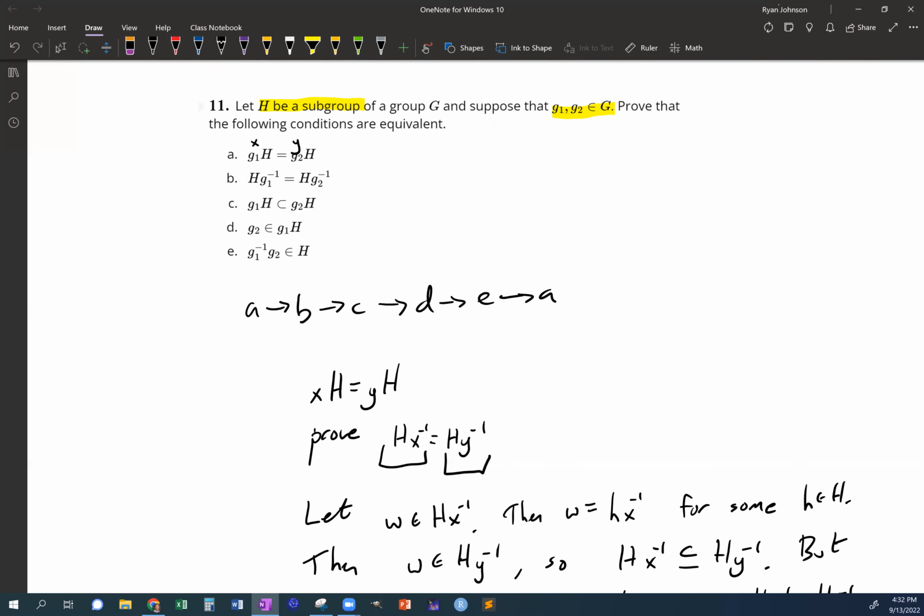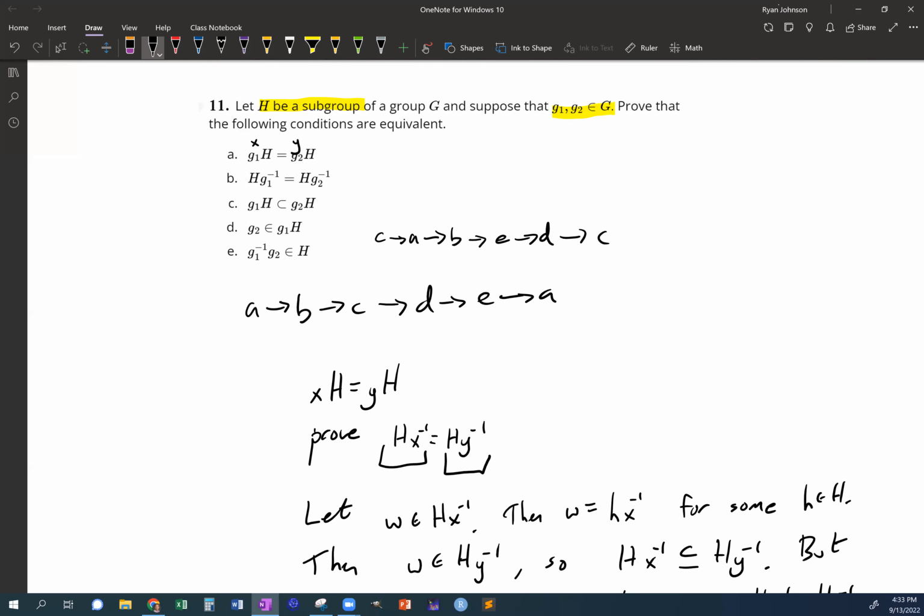Let me get my drawing here. Might be better to go B to A, and then because you want A to C, or you could do it, I already showed how to do A to B. So maybe you want to go C to A to B to D to E. And maybe you want to switch up E and D. I'm not sure which one will be easier. But anyway, if you get back to the beginning, then you've proved they're all equivalent.